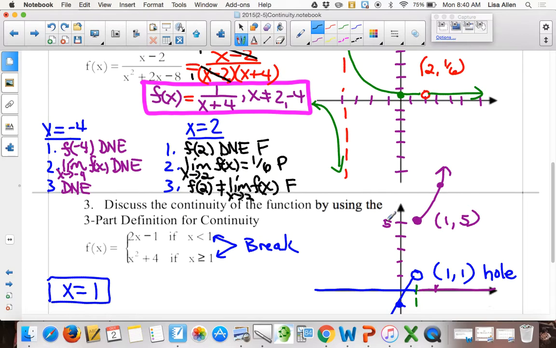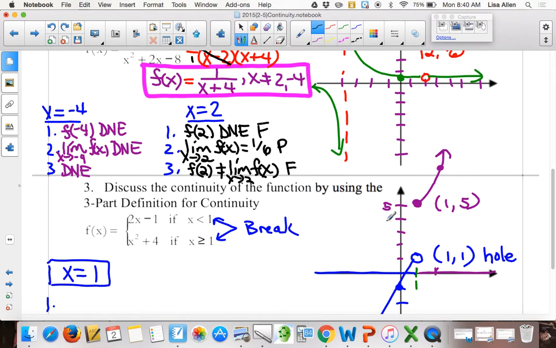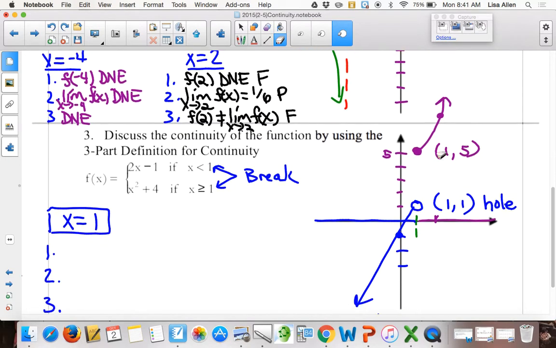And then we can have point discontinuity, and we can have another point. Say there was a point down here, as long as f of 2 was defined, but in this case it's not. F of 2 could exist. The first two could exist, and then still the limit is not equal to the function value.